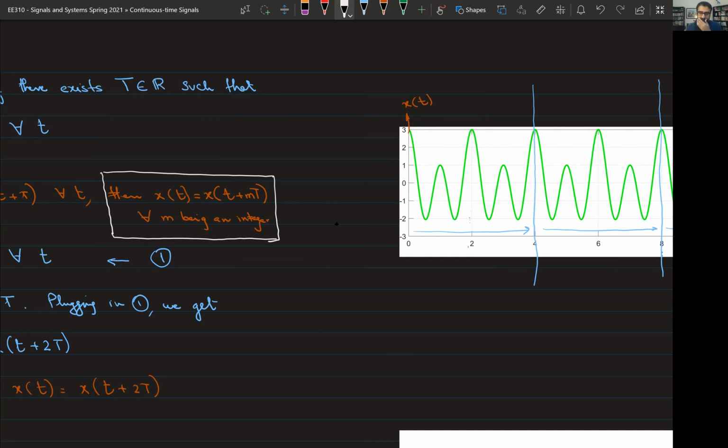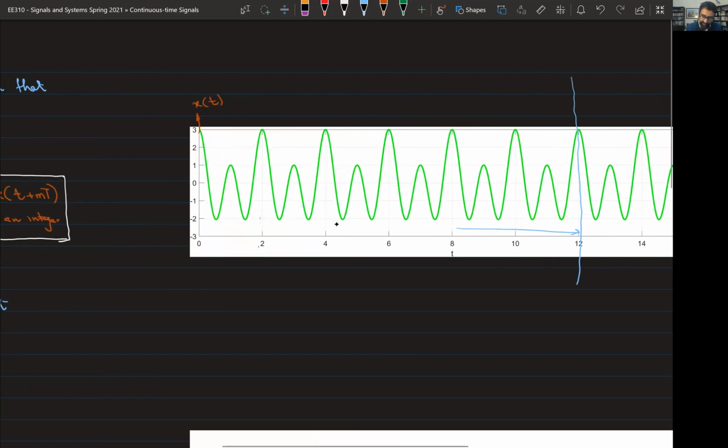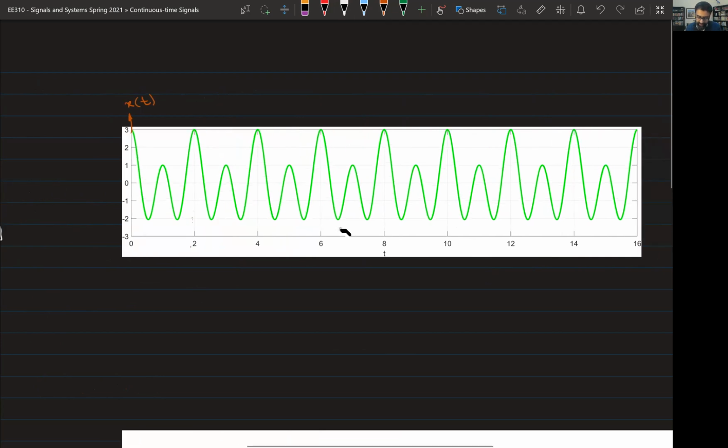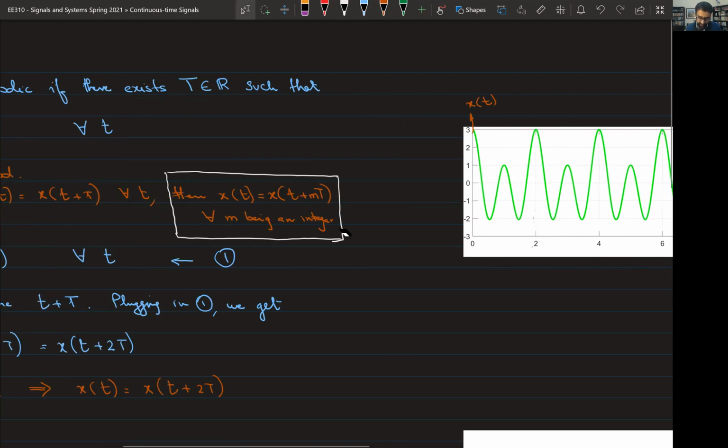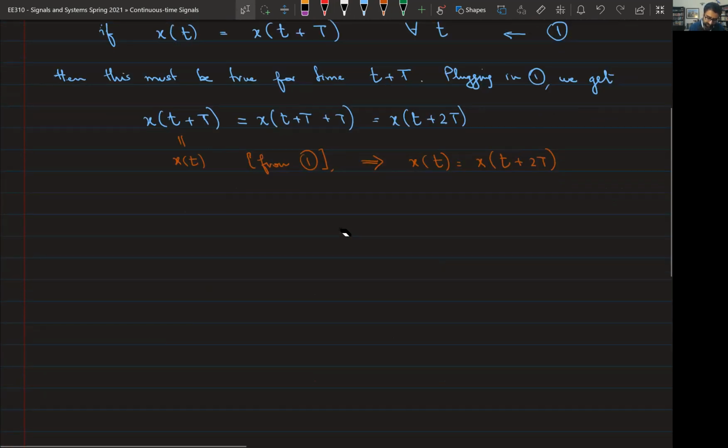All right. But then if 2 seconds is a period, 4 seconds is a period, 6 seconds is a period, there must be just one period which characterizes the periodicity, right? And that is a term we use which is called the fundamental period. Okay. All right. So here's a definition.